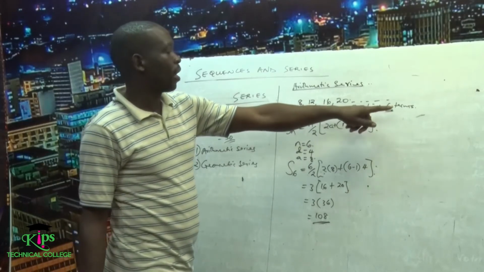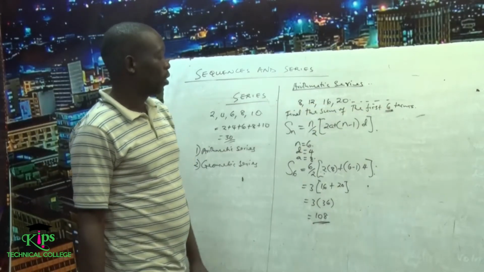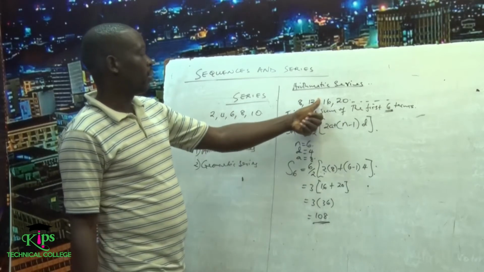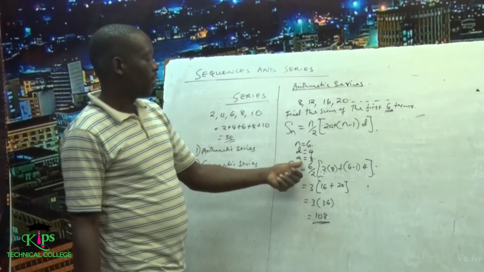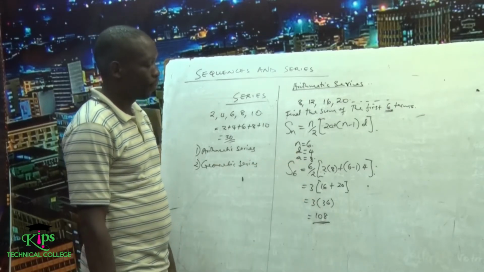The term that you have been told to calculate up to becomes your n. d is the common difference, which you calculate the same way we did with the sequence, and a is the first term.